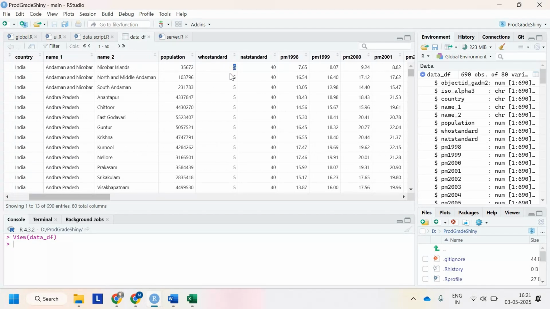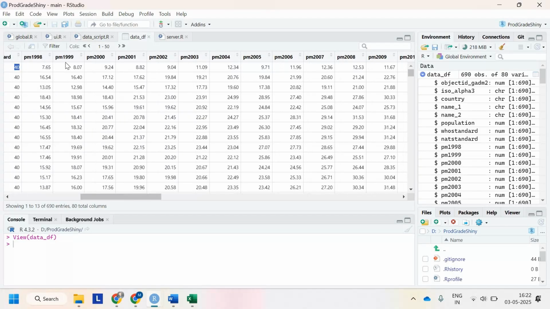So this one is the WHO standard. If any country has a PM 2.5 concentration level less than or equal to 5, then that country or state is considered to be safe for air quality. In the same way, there is a national standard column. This is the national standard set at the country level, and it was set to be 40. So if the PM 2.5 level is less than or equal to 40, then that country is considered to have good quality of air. These are basically two primary parameters that we use to compare the data.